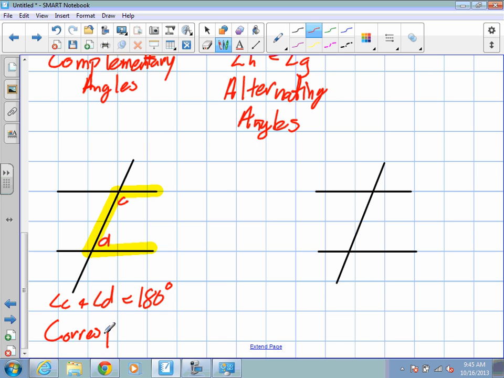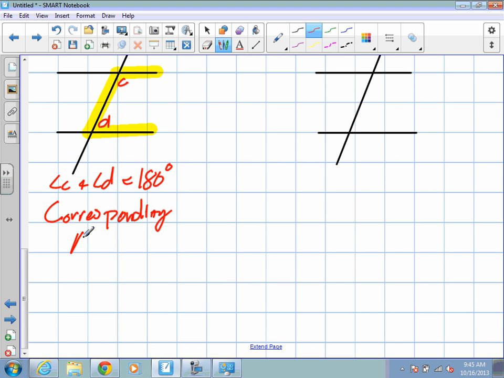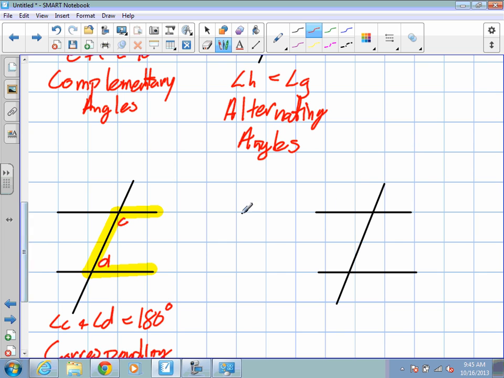We're going to have to remember these names. And then finally, the last relationship I want to talk about, give me two letters we haven't used. M and N. Great. M and N.